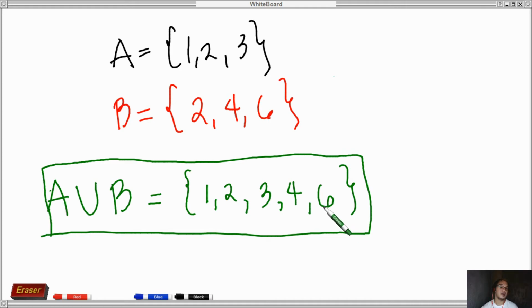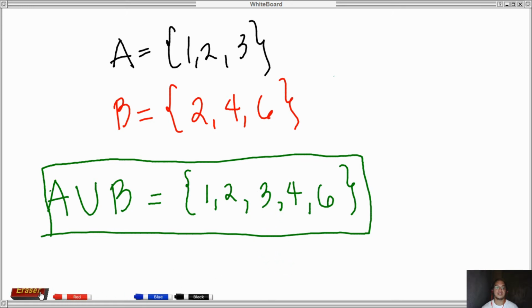Sir, why is there no 5 in our union of sets? It's because we cannot see 5 in either of the two sets. 5 is not in A, and 5 is not in B. That's why we only write 1, 2, and 3, and then 2, 4, and 6. Now again, the union of A and B is written in roster method, so the elements of the union of A and B are separated by commas.